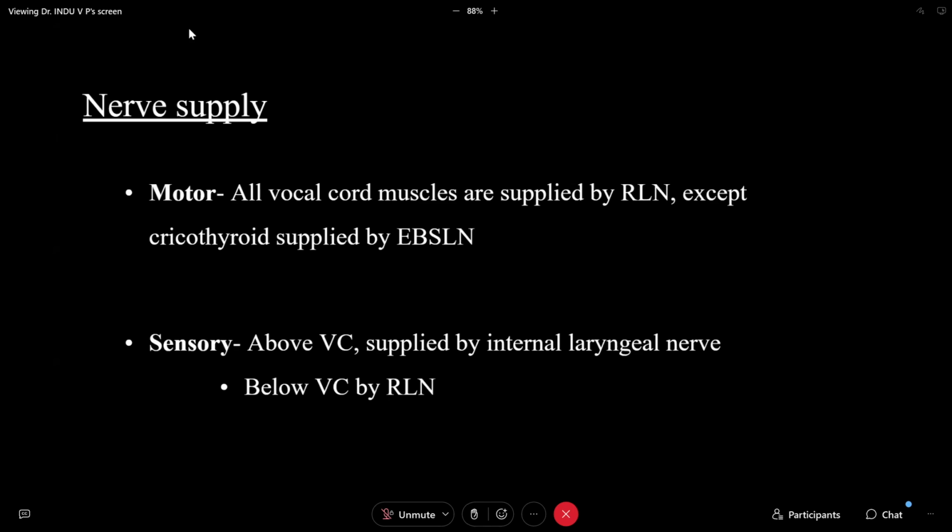The motor supply to the larynx: the muscles are supplied by the recurrent laryngeal nerve, except the cricothyroid, which is supplied by the external branch of the superior laryngeal nerve. In the sensory supply, above the vocal cord it is by the internal laryngeal nerve, and below the vocal cord by the recurrent laryngeal nerve. This is important in partial laryngectomy procedures.